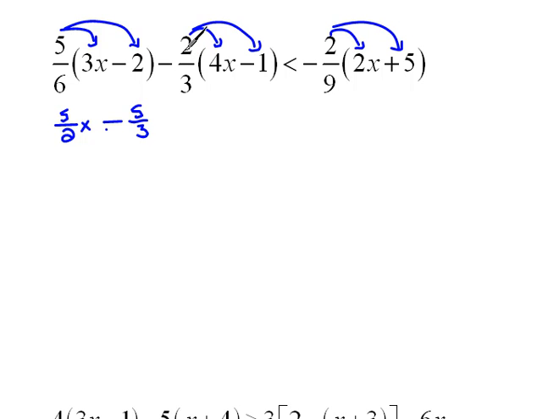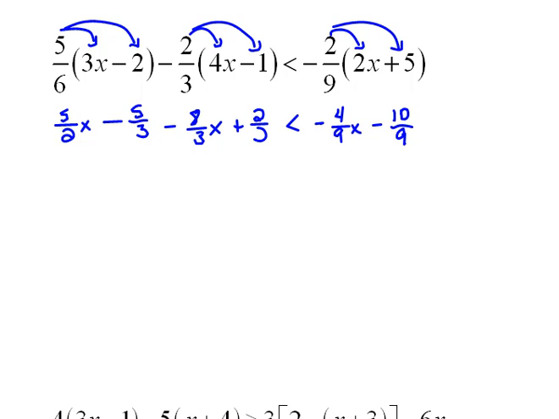Now we're going to distribute the negative 2/3 times 4x minus 1. So negative 2/3 times 4x would be a negative 8 over 3x. And negative 2/3 times negative 1 would be a positive 2/3. Less than, now let's see, negative 2/9 times 2x would be a negative 4/9 x. And negative 2/9 times 5 would be a negative 10/9. Okay, so we've done all distribution.